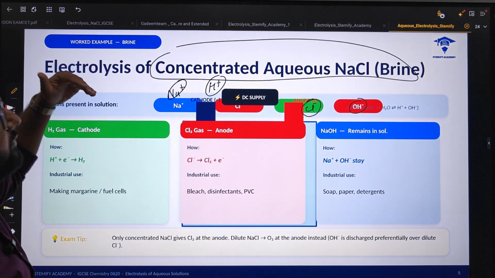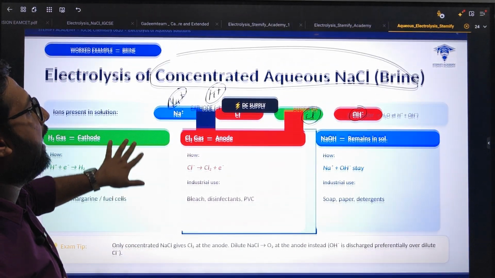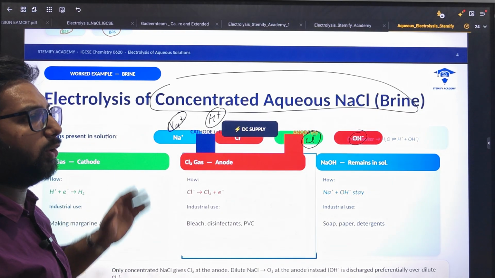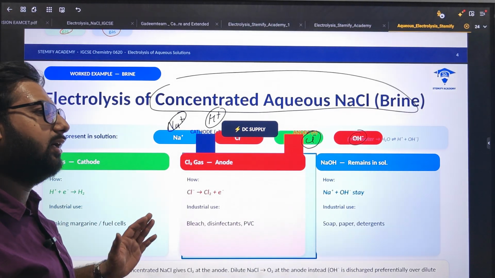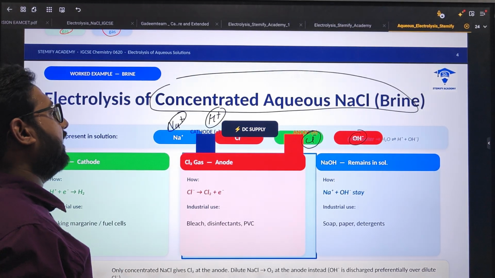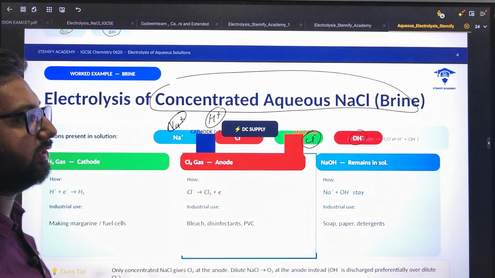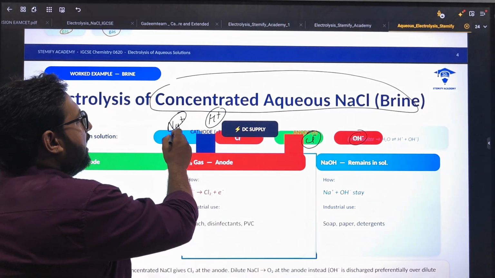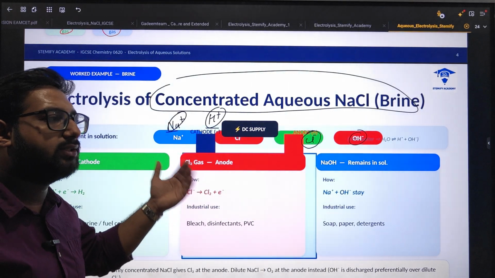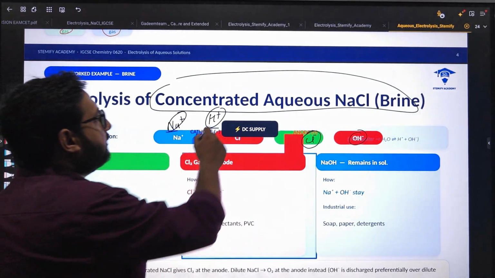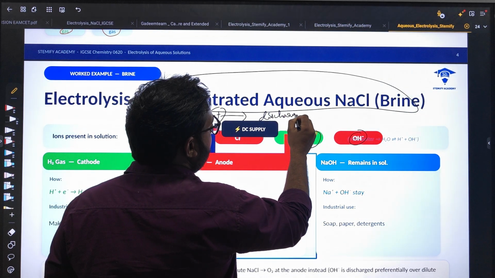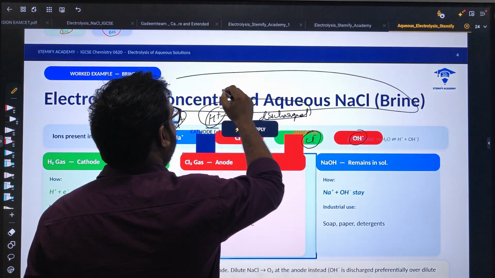So, as we have learned in the previous slide, at the cathode, the least reactive gets discharged. Out of these both, which is least reactive? Of course, H+ is least reactive. So H+ gets discharged at the cathode.